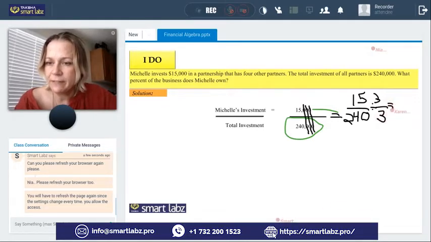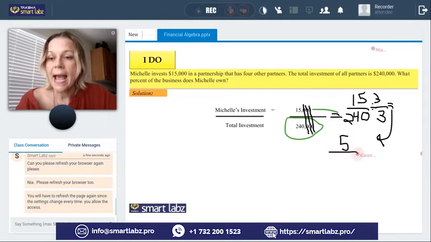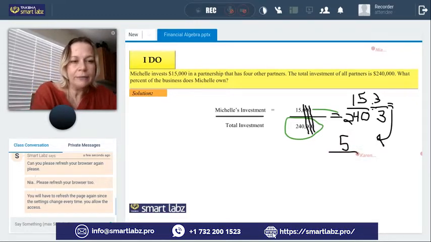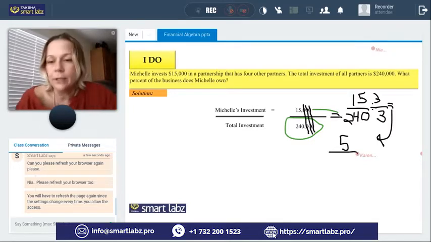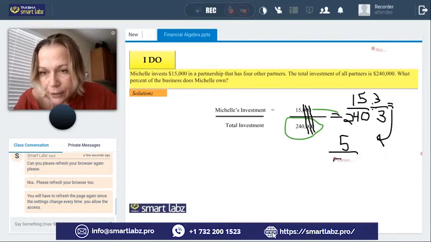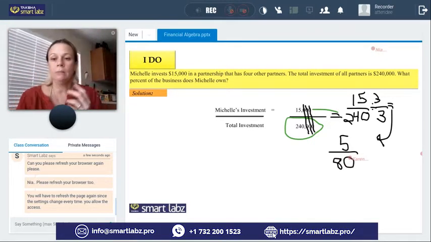So 15 divided by 3 is 5, okay? And then 240 divided by 3. So you're going to look at the 24. And so we're going to say, okay, 24 divided by 3 is 8. And then you're going to bring that 0 down. Okay? So we have that. And now we're going to continue.